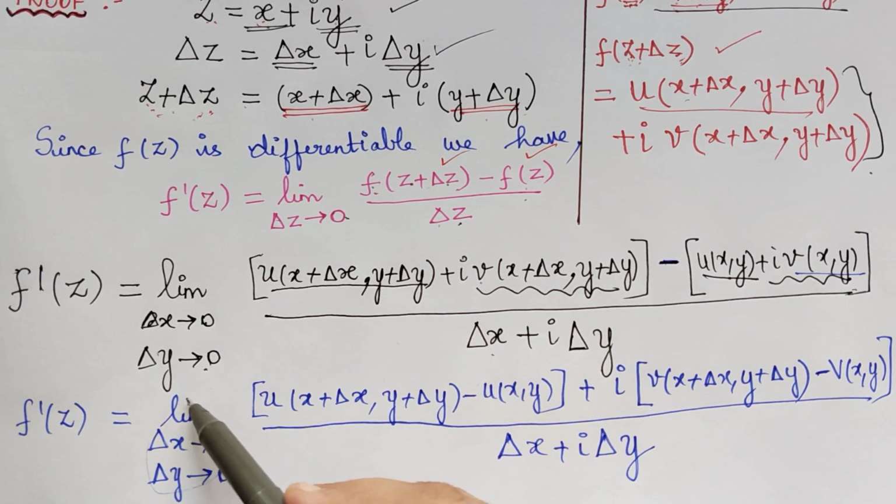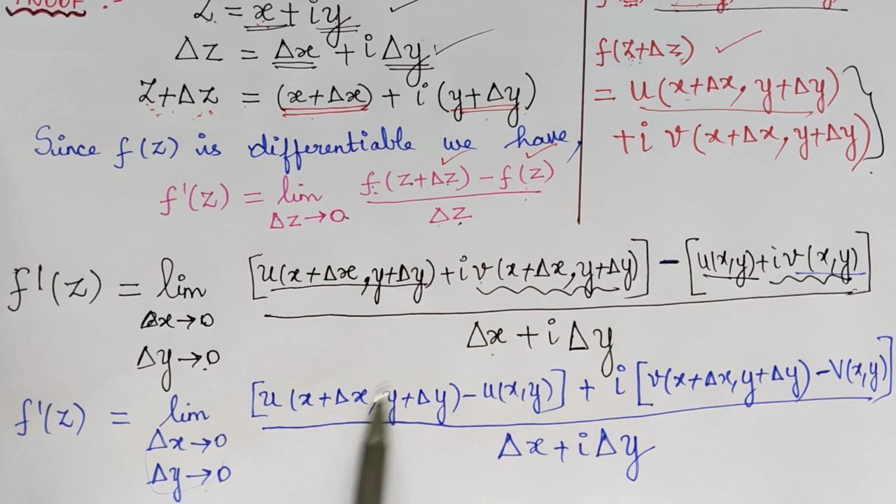Now this limit is common to both the real part as well as the imaginary part. So we will take this limit separately, and we will write the real part from the numerator, plus i multiplied with whatever is in the imaginary part. In the numerator we will separate.